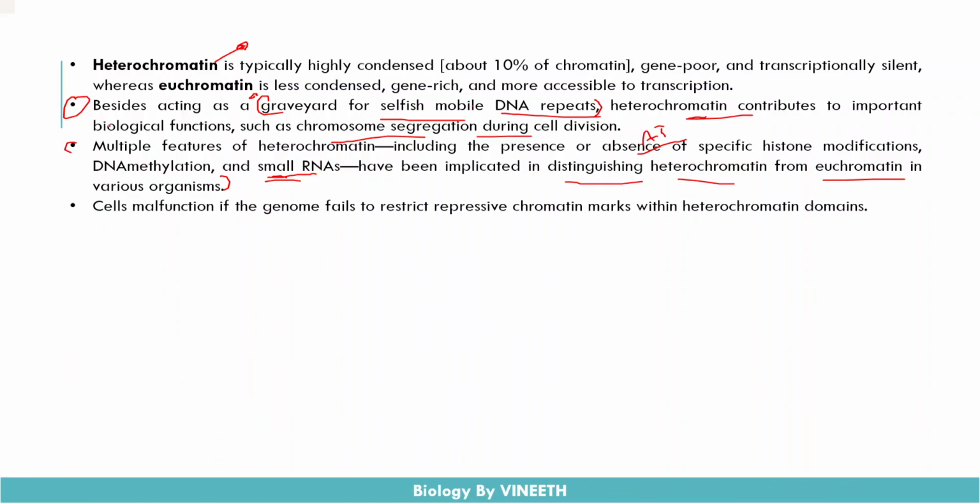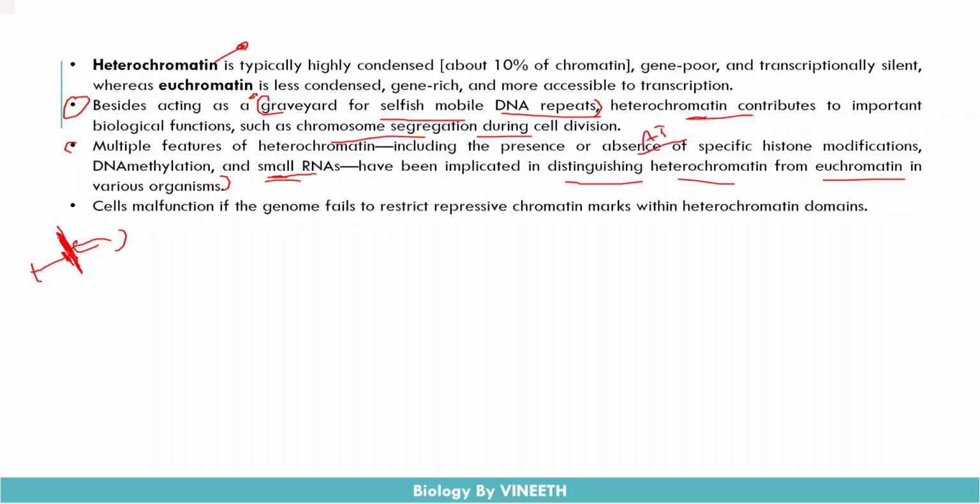And the cell malfunctions if the genome fails to restrict the repressive chromatin marks within the heterochromatin domains. What happens inside the nucleus is that heterochromatin spreads to one extent, so from one point to some other point, heterochromatin can be seen inside the cell. After this restriction point, or restrictive chromatin mark, you won't see any kind of heterochromatin. Most of the DNA will be in the euchromatin state, that is, the gene active state.